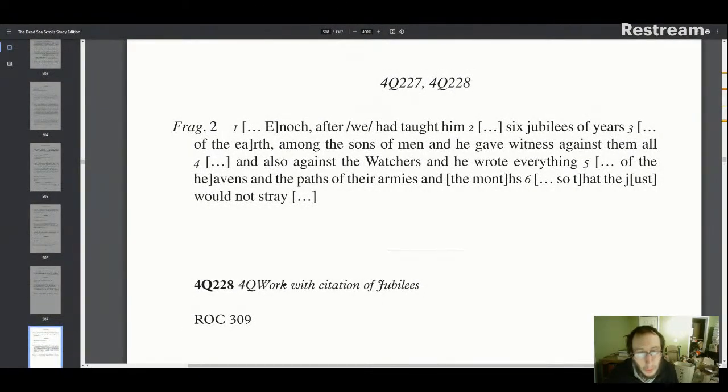So this is from the Dead Sea Scrolls. All right, so here is the screen. This is from 4Q227 scroll, and it's fragment 2. And it says, Enoch, after we had taught him, and some words are missing, 6 jubilees of years among the sons of men, and he gave witness against them all, and also against the watchers, and he wrote everything.